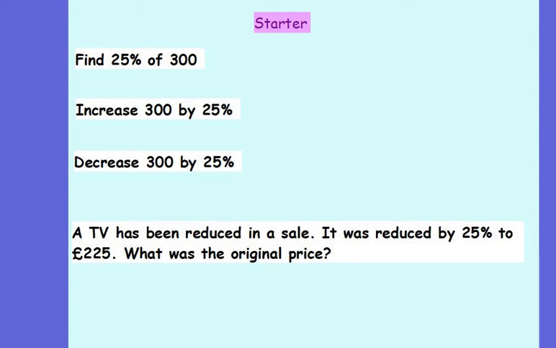Okay, let's go through the answers. So 25% of 300, how can I work that out? James Cork, what am I going to do? What sum do I need to do? Exactly, I need to do 300 divided by 4 to work out 25%. 300 divided by 4 is 75.